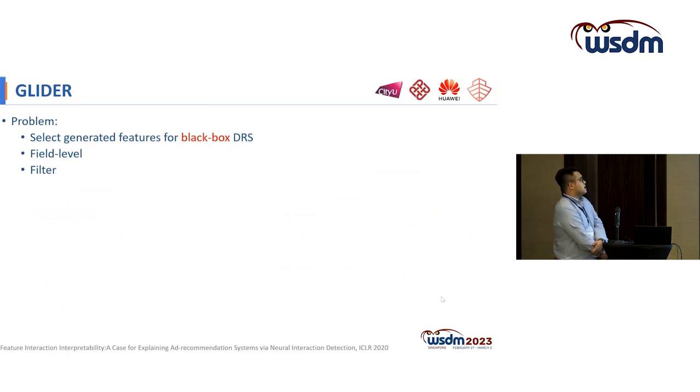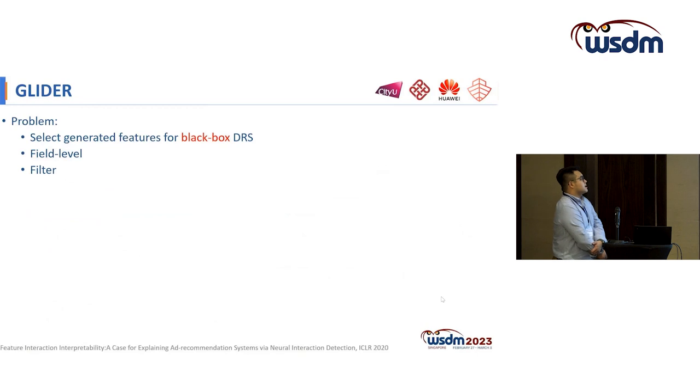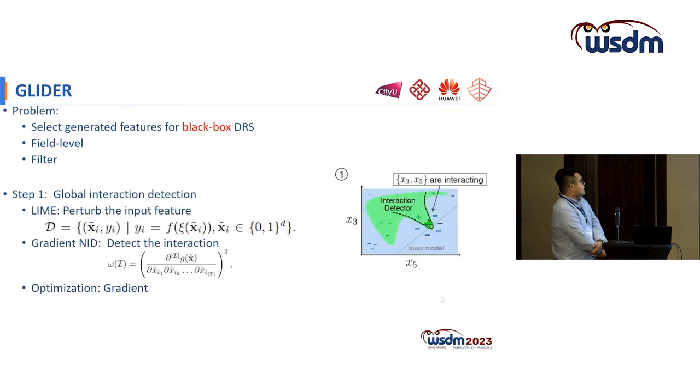Second, I want to introduce for generated feature selection is Glider. The setting is very different in this work, and this work aims to select the features based on a source model and transfer the result to a target model, which are both black box. There are two steps in this work. First, since we have a source model and the data, we should first perturb the input features to generate some more data.